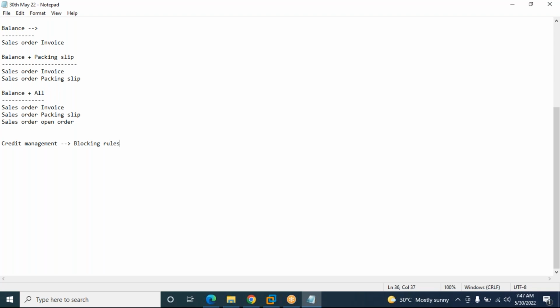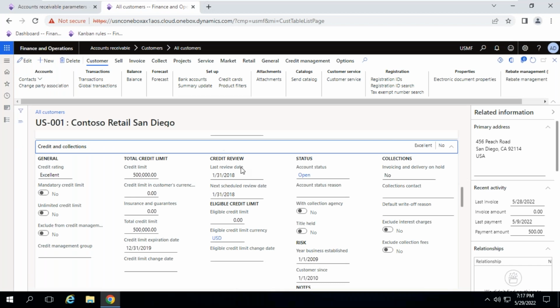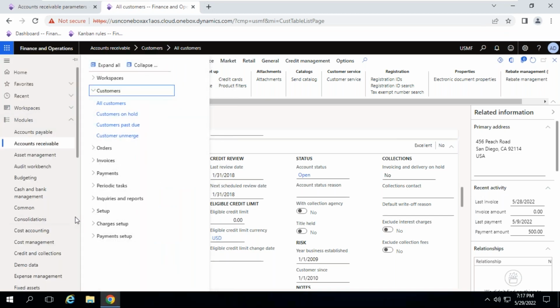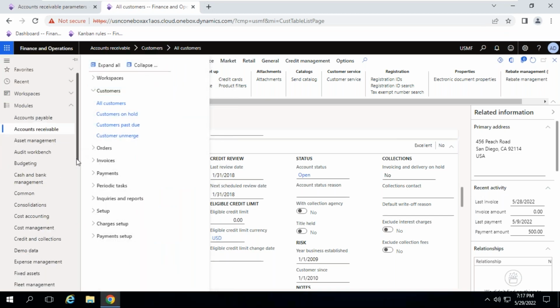This is called blocking rules. If you are practicing with the 2-hour trial version, this will be enabled by default. That feature is enabled here. If it is enabled here, the system will stop you everywhere. Now, if it is enabled, in Credit and collections, the same credit and collections.